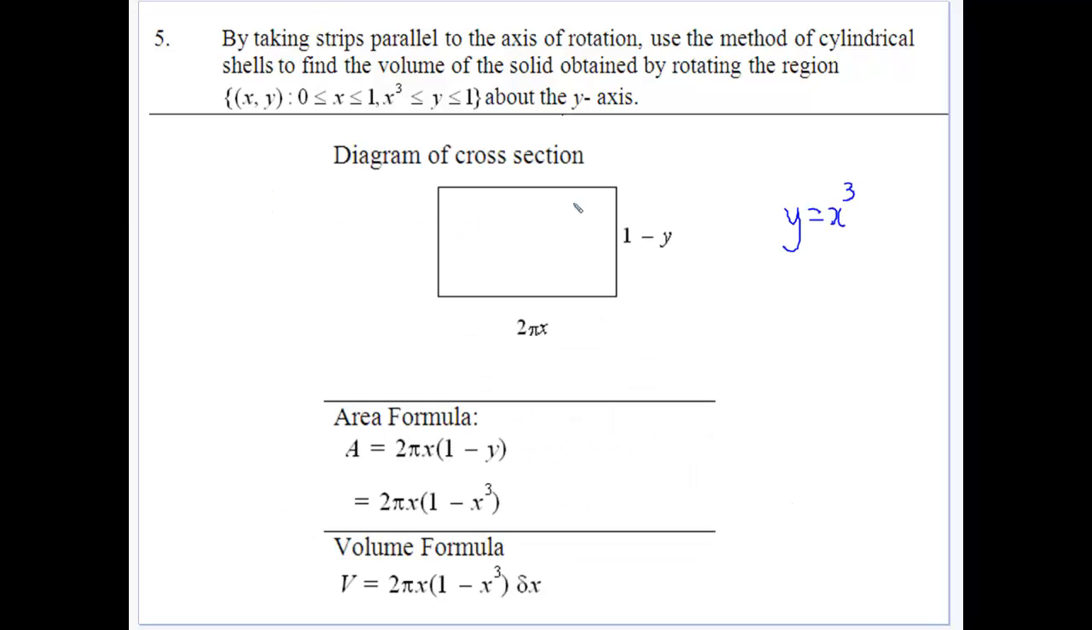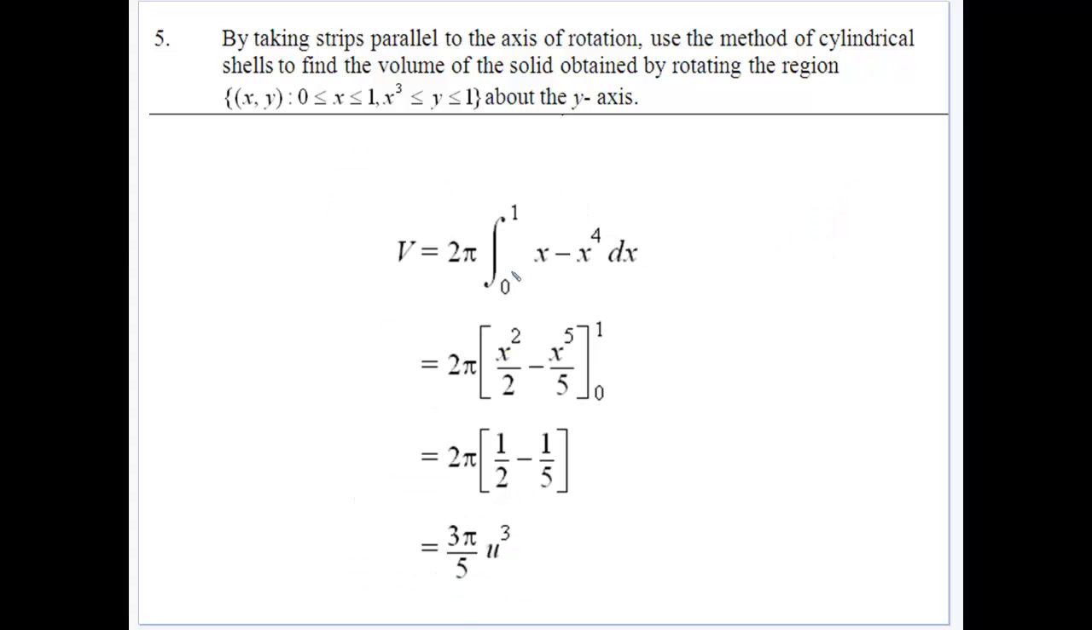So our rectangle there: 2 pi x, height of 1 minus y. Do the multiplication for our area of that rectangle, and then do a substitution of y equals x cubed to get our value there. Multiply it by delta x for our volume, and then we can integrate again between 0 and 1. Pi times x minus x to the power of 4, with the 2 pi just staying out the front. Integrate those, and then we're able to get our integration.